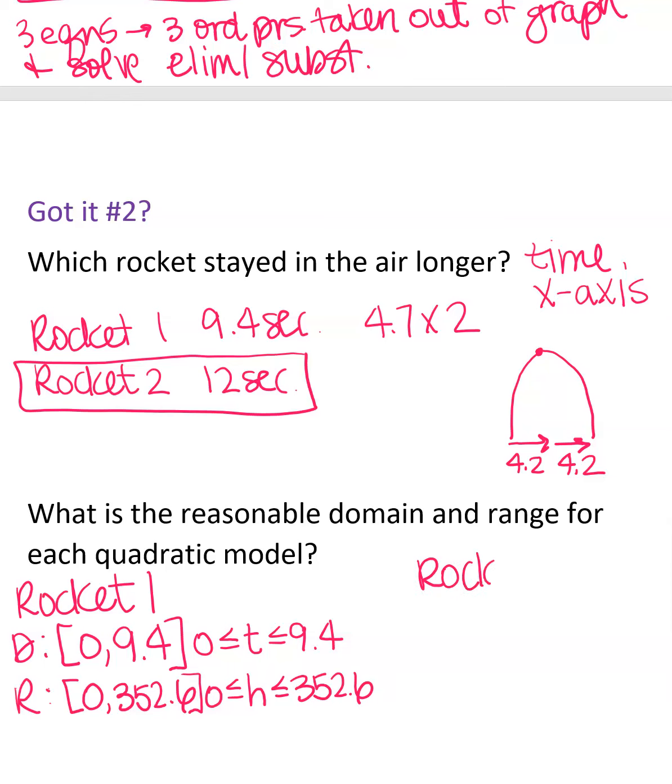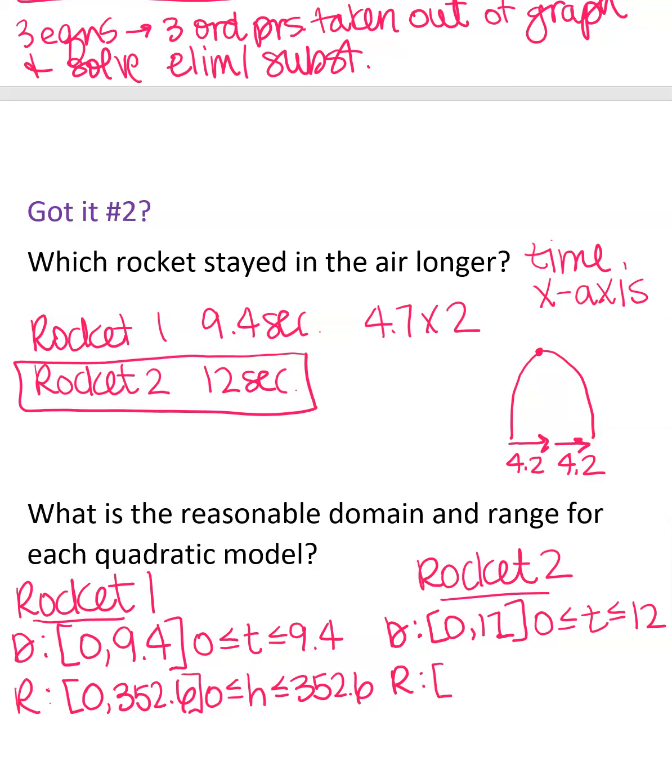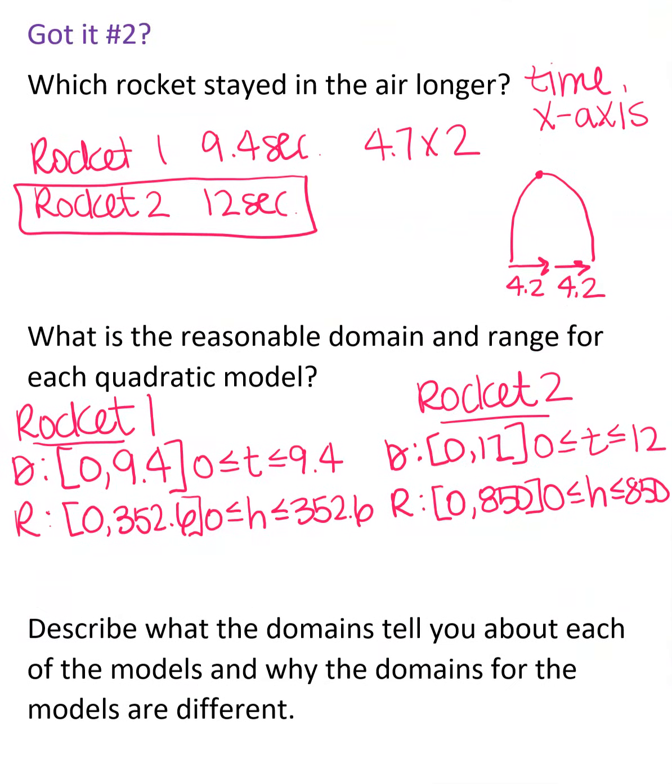Rocket 2. The domain would be 0 to 12. The squared off brackets mean the points are included. So 0 less than or equal to t less than or equal to 12. And the range is 0 to 850. Or 0 less than or equal to height less than or equal to 850. Domains and ranges for both.